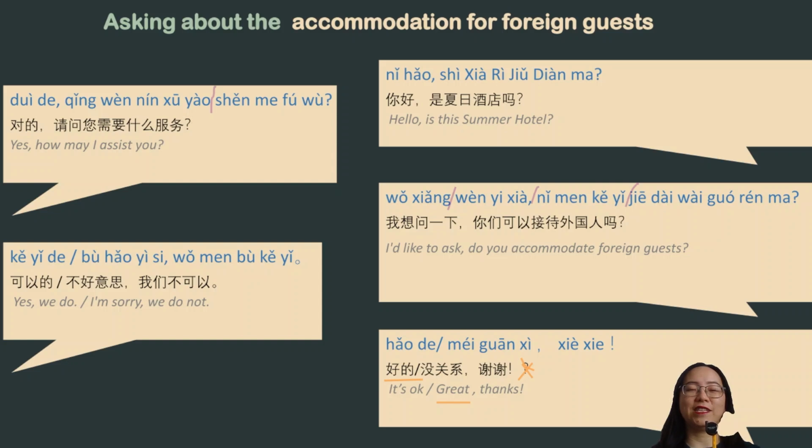This is the first task for us today. You want to ask the hotel if they can host you. Well, your first sentence might be double check if this is the hotel that you want to book. 你好, hello. 是 is 夏日 summer day. 酒店 hotel. 吗 question. And the hotel may respond as 对的 correct.